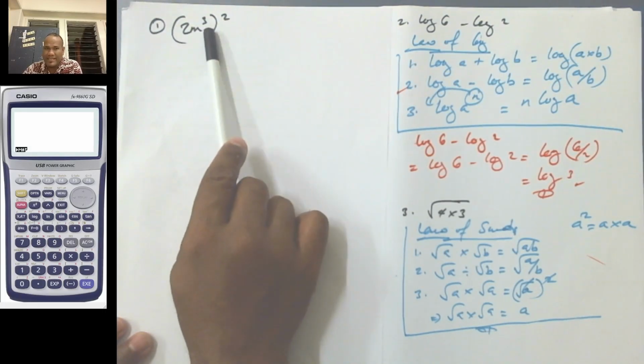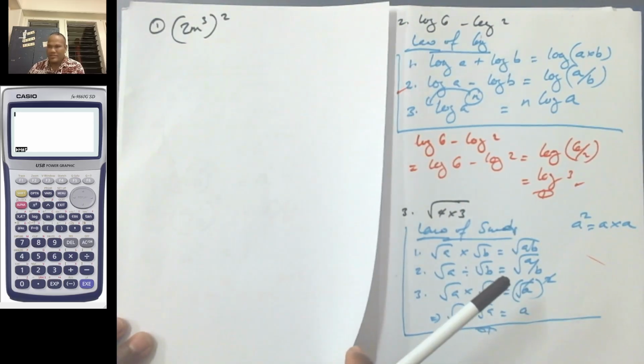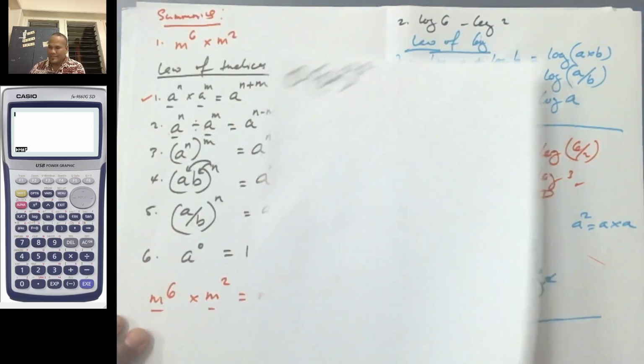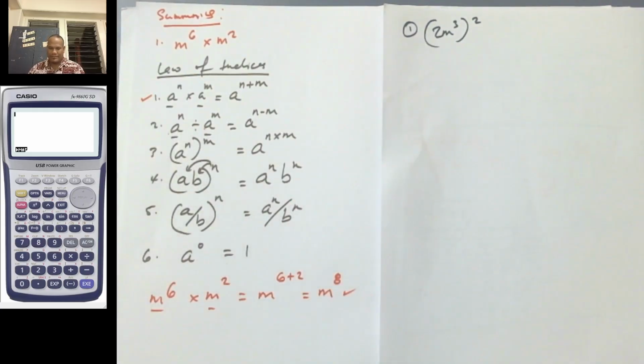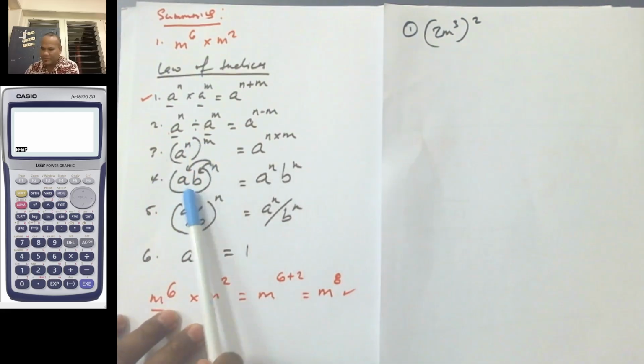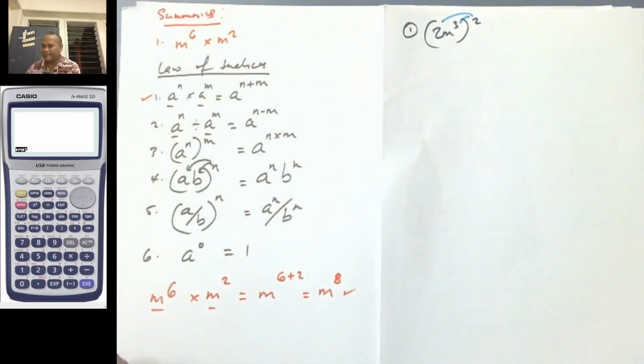2m to the power of 3 raised to the power of 2. So we'll again use the law of indices. This is the law of indices. So we'll use this law. And which law will we use? We'll use this law. So this goes to both of them.